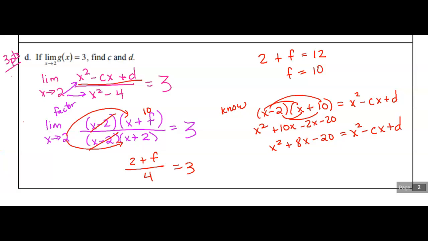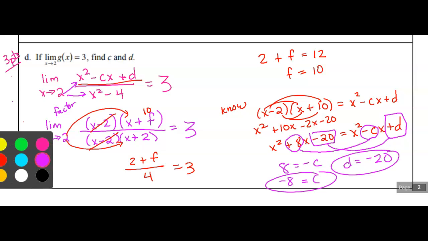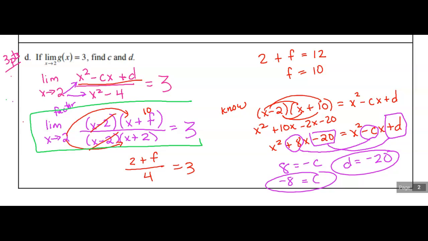By equality, I know that this 8 is equal to negative c. So 8 equals negative c, so c equals negative 8. And I know negative 20 is in my constant spot, so d equals negative 20. So I found c and I found d. The way the points work is you would get 1 point if you set up this relationship, which is pretty tricky the first time you see it. You get a second point for this, and your third point. Okay? All right, so that's all 9 points.